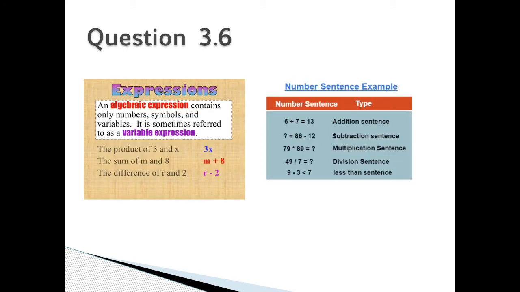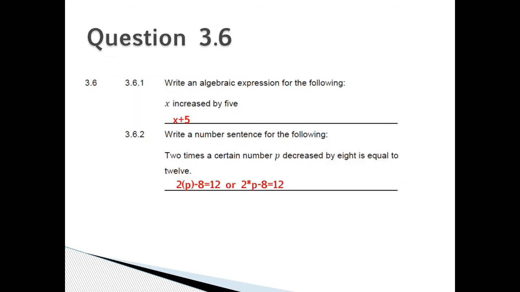An algebraic expression contains only numbers, symbols, and variables. It is sometimes referred to as a variable expression. Number sentences are things like addition sentences, subtraction sentences, multiplication sentences, division sentences, or less than sentences. x increased by 5 is x plus 5, and 2(p) minus 8 is equal to 12, or 2 times p minus 8 is equal to 12.